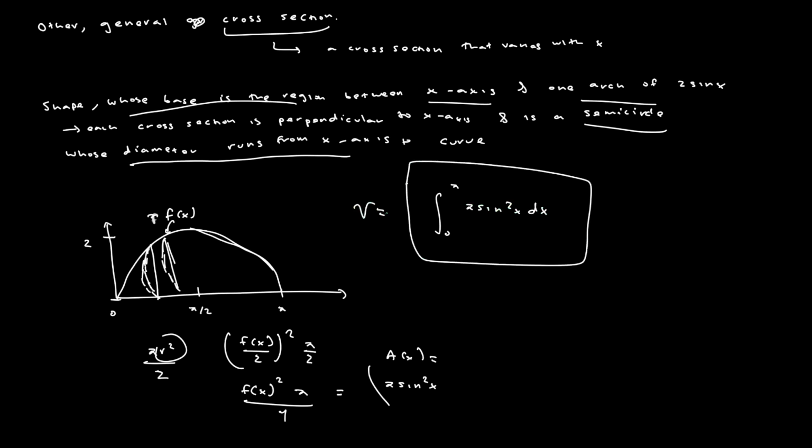And so whenever we have a general shape, we have to go back to the basics and find out what A of x is. That will help us find the volume, because if we multiply A of x times dx over the entire interval where the shape lies, that will give us the volume.